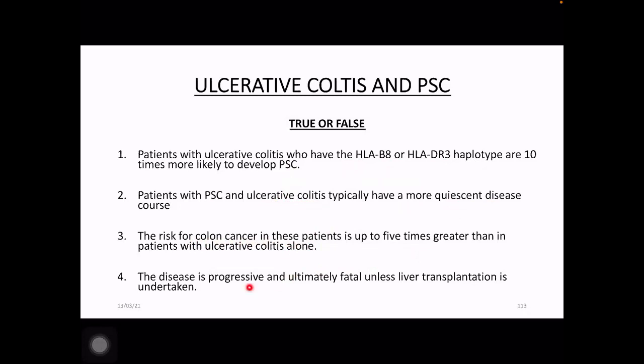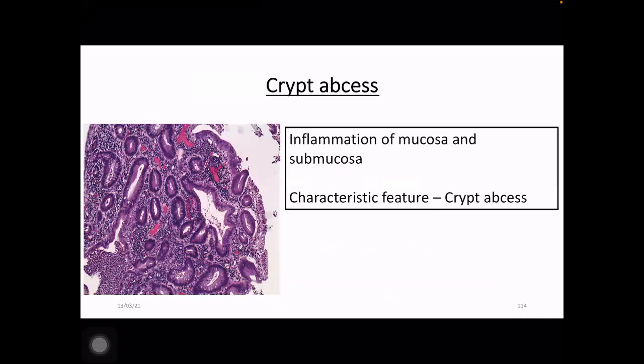So that point I want you to remember. And finally, the disease is progressive. That is, the PSC is progressive and ultimately fatal unless liver transplantation is undertaken. All these points are true, taken completely line by line from Sabiston.